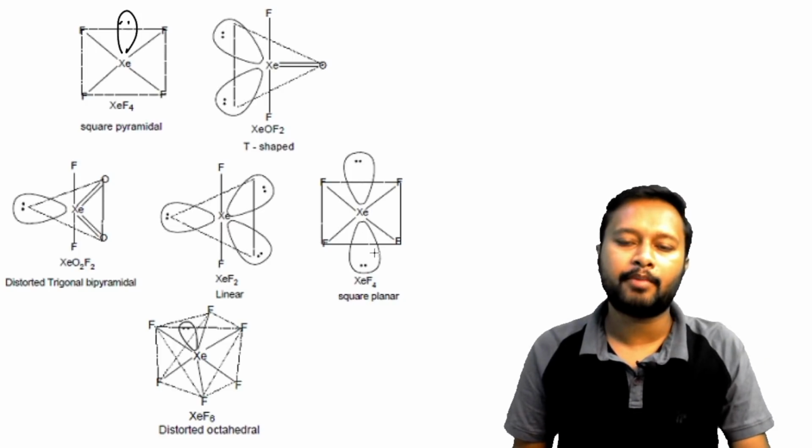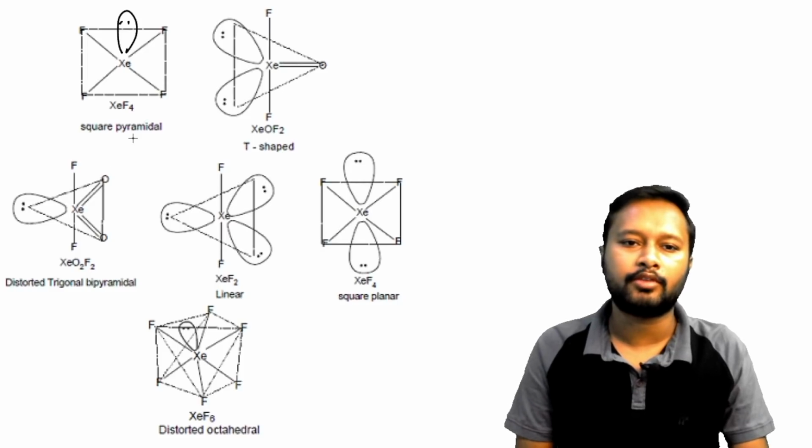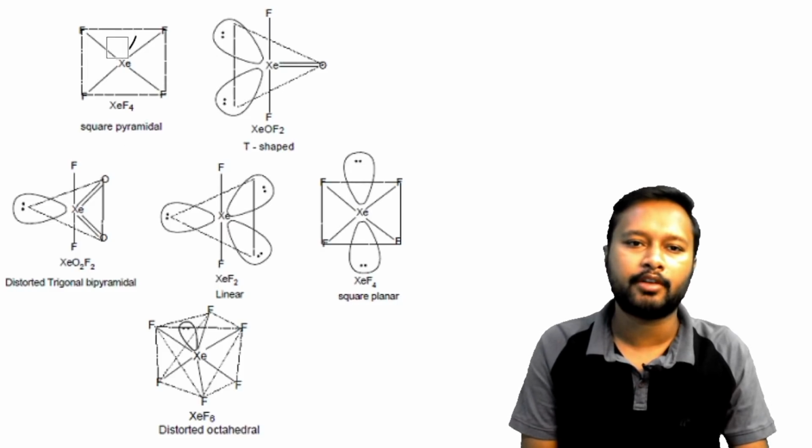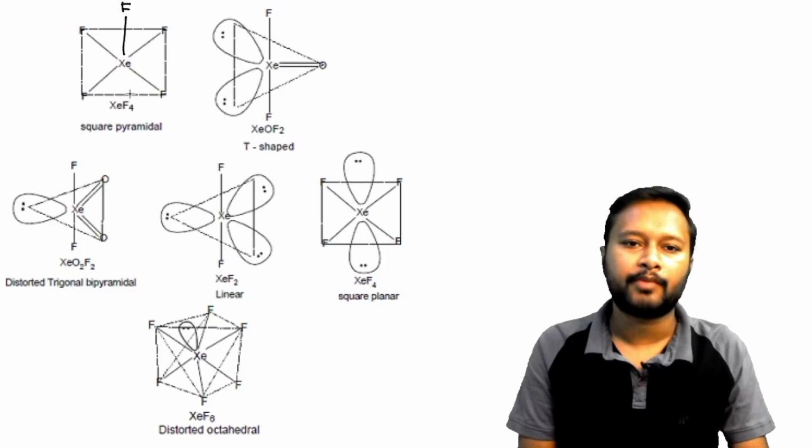Then we have a square planar, where we have two lone pairs of electrons over here. So this should be square pyramidal, right? I have done it wrong, sorry. Square pyramidal means you have four of them and one fluorine should be like this, and on the other side you have the lone pair of electrons.